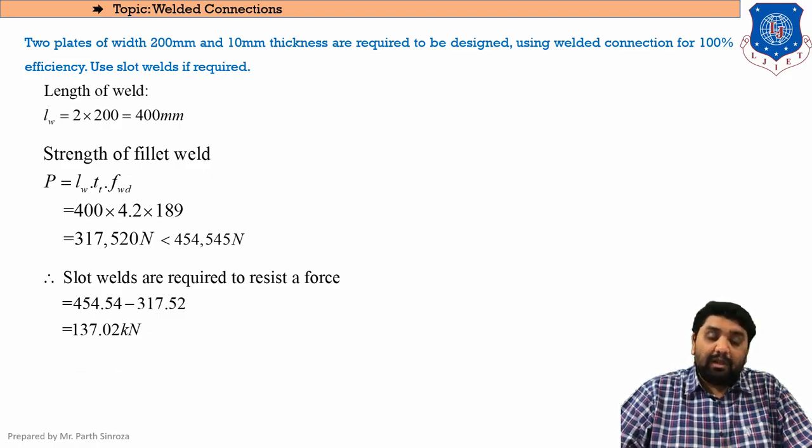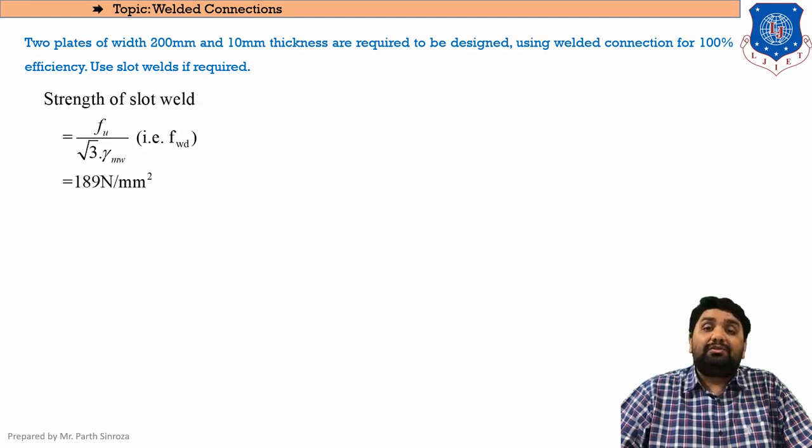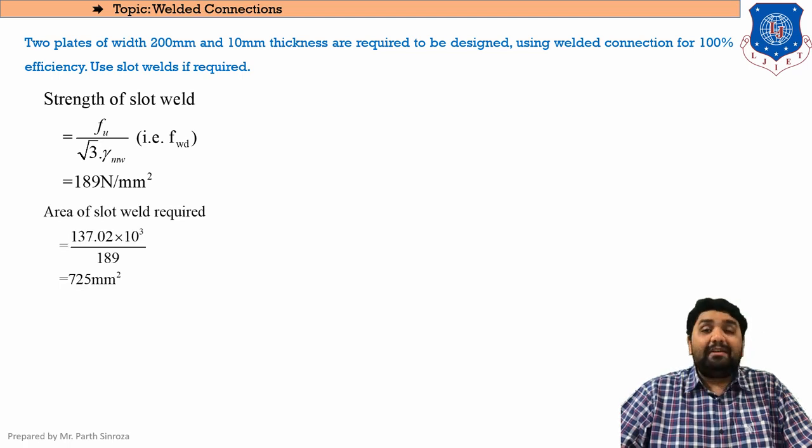Clear? Now how to find the load again, or how to find the area again? For that we will be requiring FWD. So in this case the strength of slots will always be equal to FWD. In each and every example of slots you need not find the strength again, the strength will always be equal to our FWD. Clear? So area of slots. Now this is the basic equation of stress, force and area. Clear?